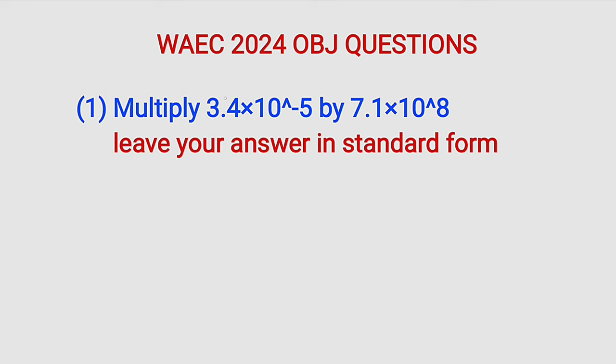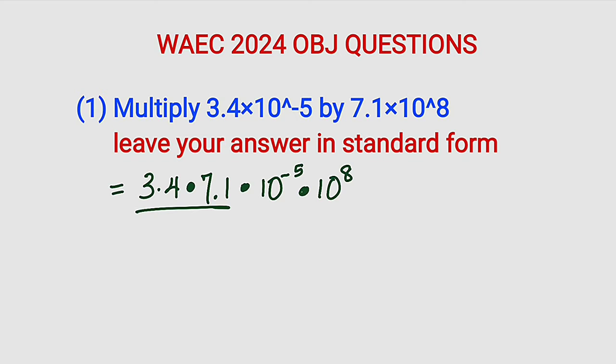First of all, we can multiply these numbers together, because multiplication is commutative. So I would like to arrange it as 3.4 multiplied by 7.1, then multiplied by 10 to the power of negative 5, multiplied by 10 to the power of 8. If you multiply the first two together, you're going to get 24.14.